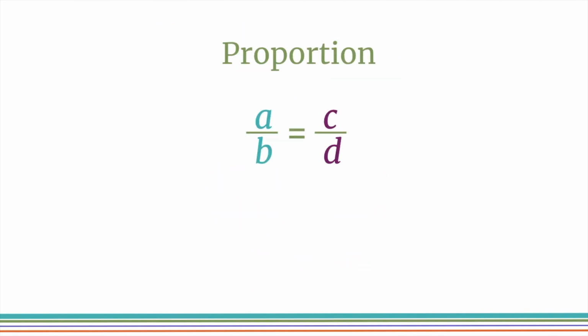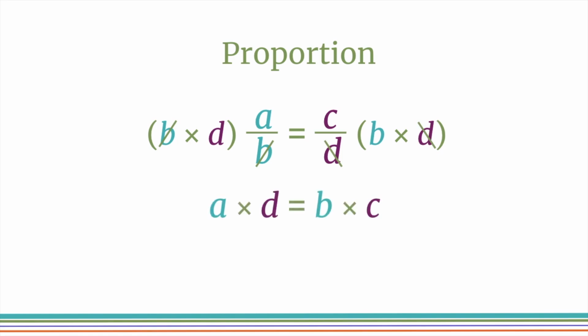You can also multiply both sides of the equation by both denominators, b times d, to eliminate the denominators and see if the products are equal. The b's cancel each other out on the left side, and the d's cancel each other out on the right side. We're left with a times d equals b times c. If the ratios form a proportion, then the final equation AD equals BC will be true. If the ratios do not form a proportion, then the equation will be false.